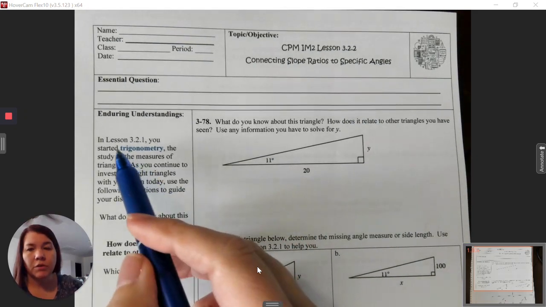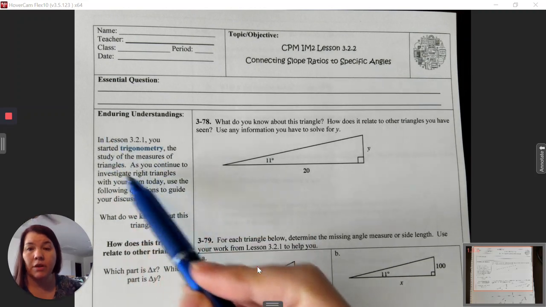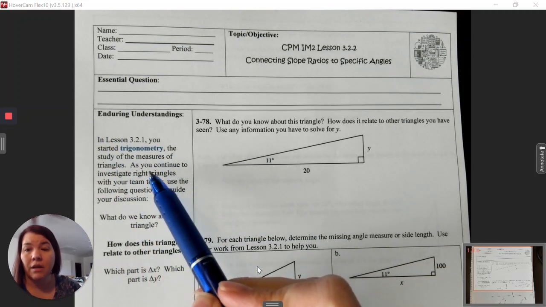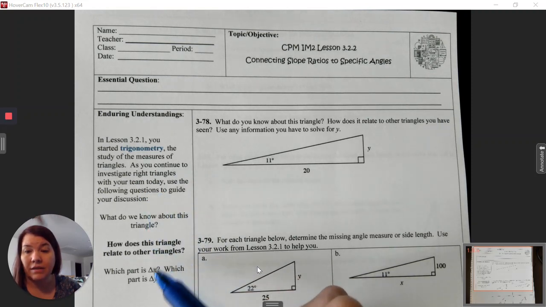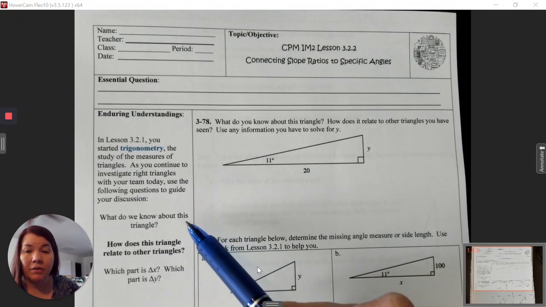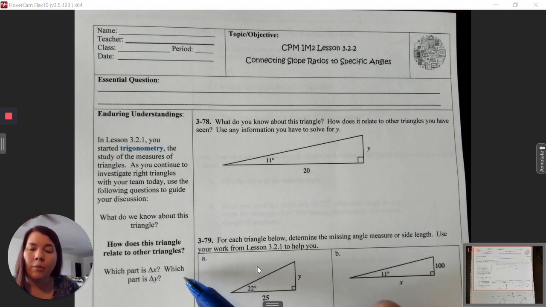So the first thing we're going to do: in lesson 321, we started trigonometry, the study of measures of triangles. As you continue to investigate right triangles today, we're going to discuss these three questions. What do we know about this triangle? How does that relate to other triangles? And that's the key, notice it's bolded. And which part is delta x and which part is delta y?